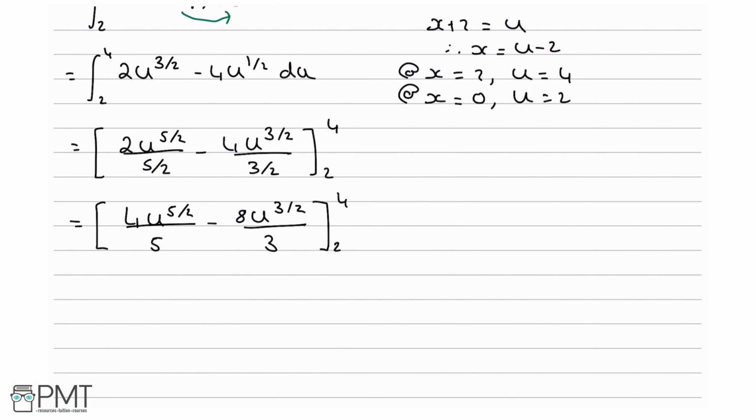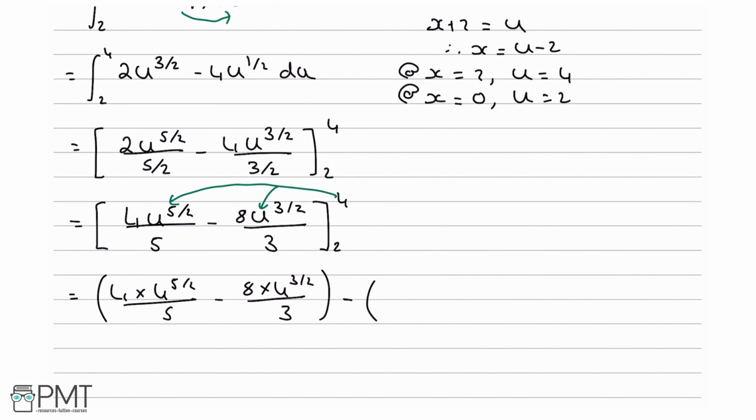Now we're going to substitute our limits into our results. So we're going to put 4 in for u, and then we'll come back and do 2. So this equals 4 times 4 to the 5 over 2 over 5 minus 8 times 4 to the 3 over 2 divided by 3. So that's the first part. Minus, now we need to plug 2 in for each of our u's, and we will get 4 times 2 to the 5 over 2 over 5 minus 8 times 2 to the 3 over 2 divided by 3.